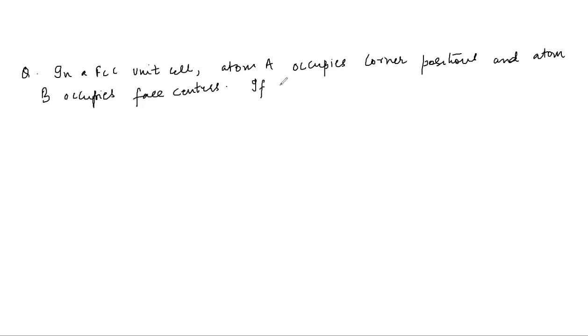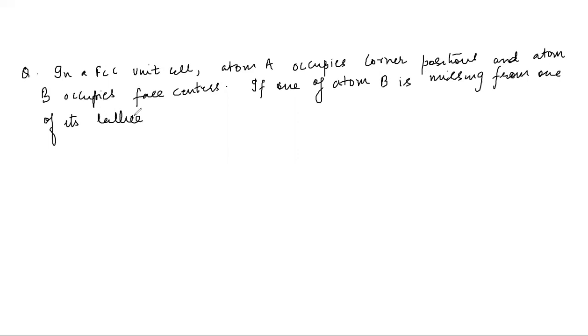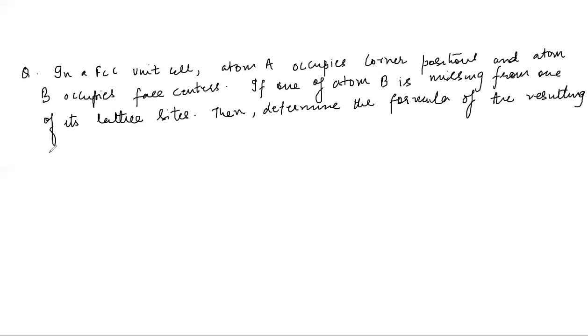The question is: if one of the atom B is missing from one of its lattice sites, then determine the formula of the resulting ionic compound.